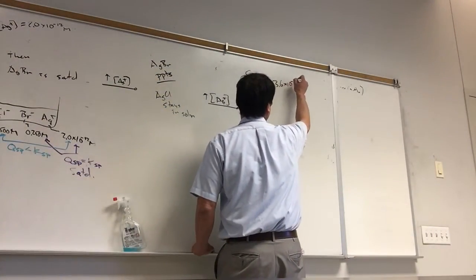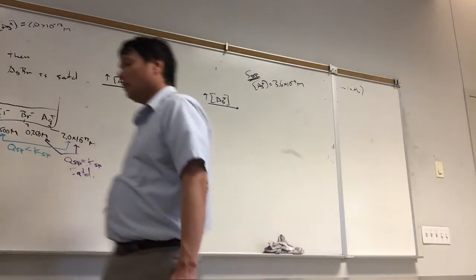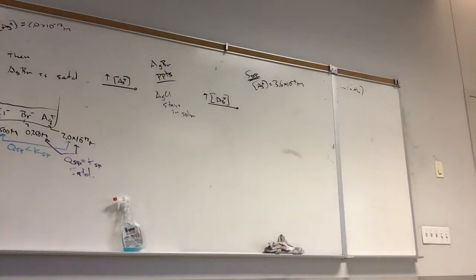...6 times 10 to the negative 9 molar. I need to stop here because the more silver I add, the more the bromide concentration has to go down. The more silver I add, the more bromide I precipitate out of the solution. To precipitate out all the bromide, I'd have to add an infinite amount of silver, but I can't.